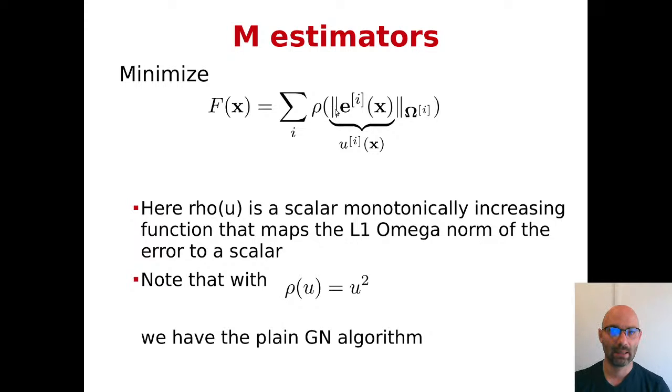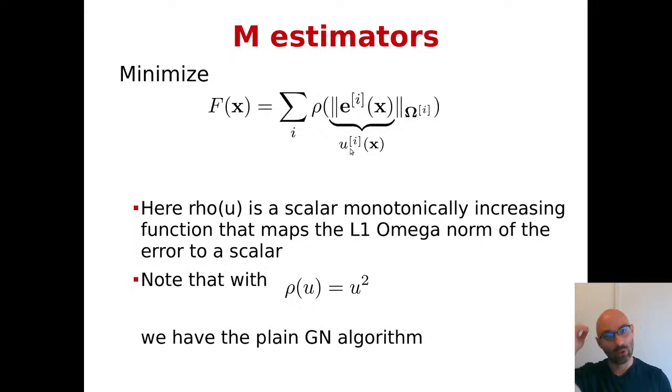This object over here is the L1 omega norm of E. So this is basically the square root of the L2 omega norm. This term over here, there's not a square here. This term over here is the square root of E transpose omega E. And we call this object u_i of x.